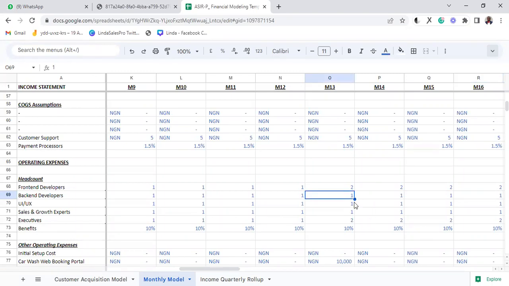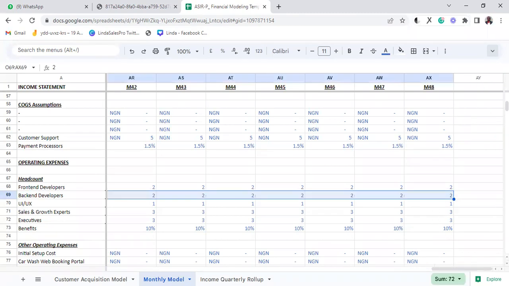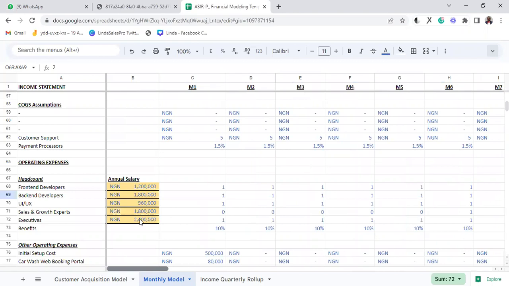So month 2 here, you can now begin to say, okay, we have 2 software engineers who are coming on board. So UI/UX remains 1 person, as the case may be. Okay, so let's say we are done with the salary headcount assumption. So let's go and look at what we have generated.